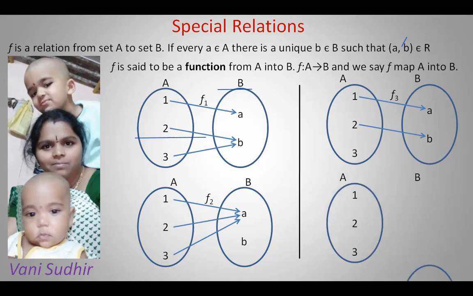One more non-example we'll discuss. Here 1 is related to a, 2 is related to a, 2 is related to b also, 3 is related to b. This f4 is not a function. Why? Here we have a problem with this. This child would be born to two mothers. It is not possible. Without a mother no child can be born. Even so, to give some impact, I will tell a dialogue.